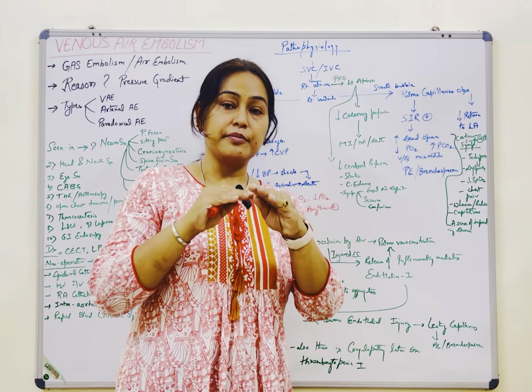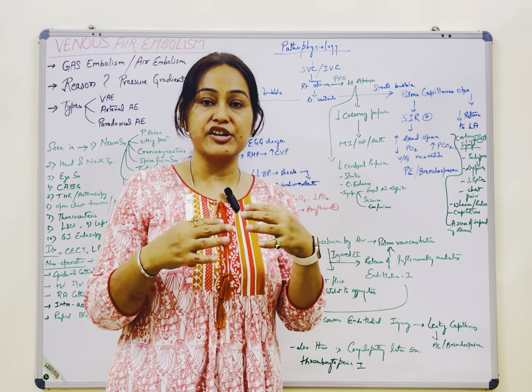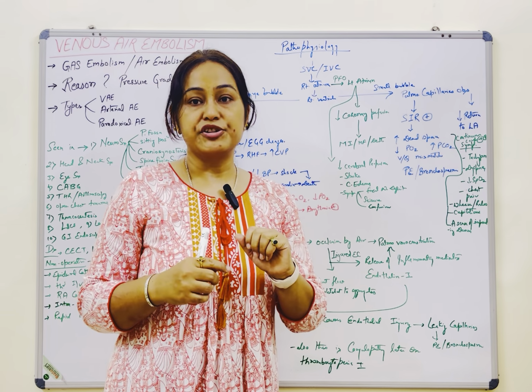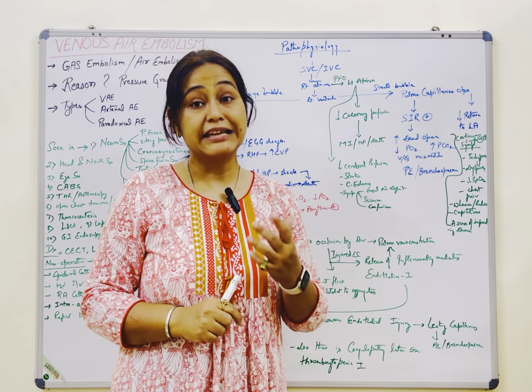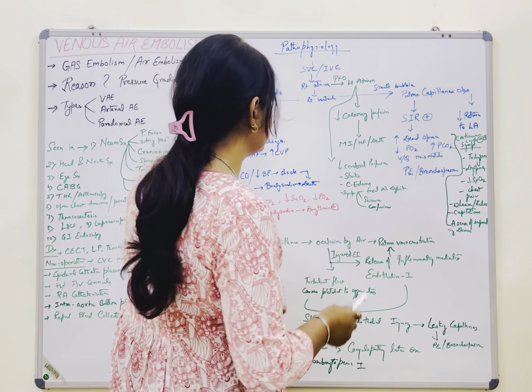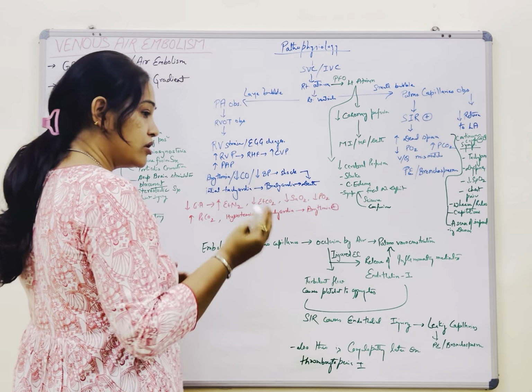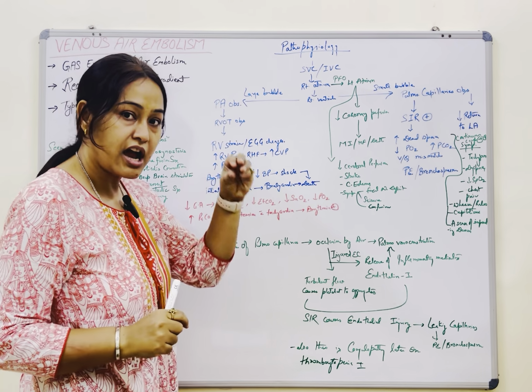Also, because of the turbulent blood flow, it will induce platelet aggregation, and it will cause clot formation along the sides of the air bubble also. So coagulopathy can be seen, or thrombocytopenia can be seen, right? And on the contrary, if the bubble size is large, then it will cause pulmonary artery obstruction.